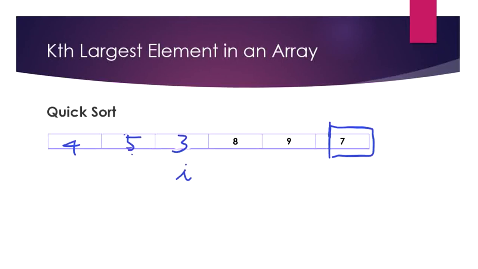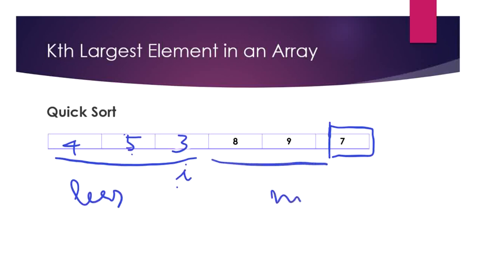Now if you see, from I, the elements here are less than the pivot element, and the elements after I are greater than the pivot element. So if you remember what I said, the job of I is to point at the element where the numbers less than the pivot element end. So here in this position, the numbers less than the pivot element end. This is the index where the last element less than the pivot element exists.